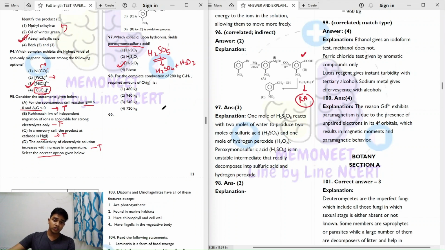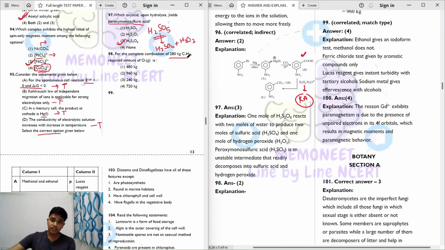Okay, moving on to the next question. The question says for the complete combustion of 280 kg of C4H8, the required amount of O2 gas is.